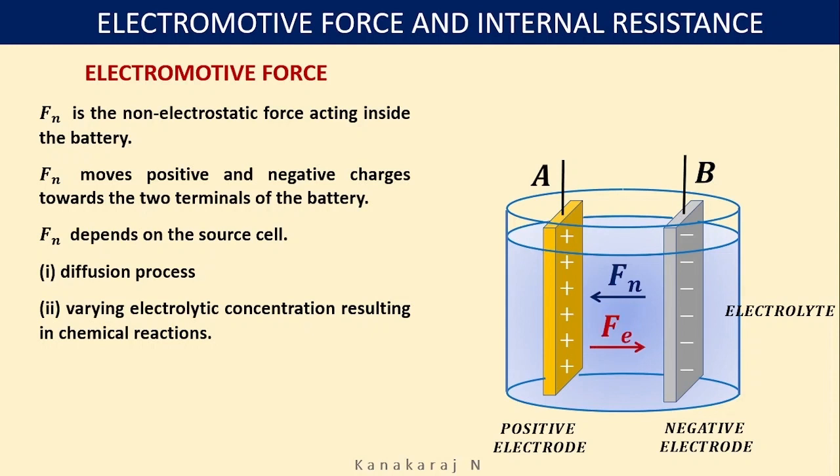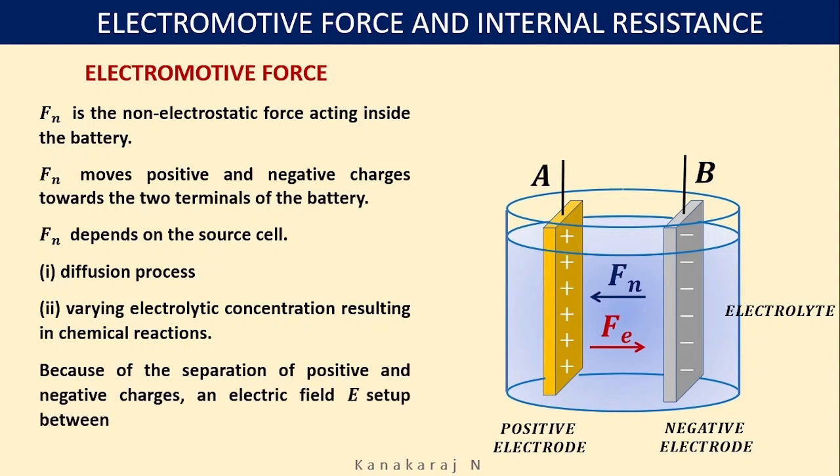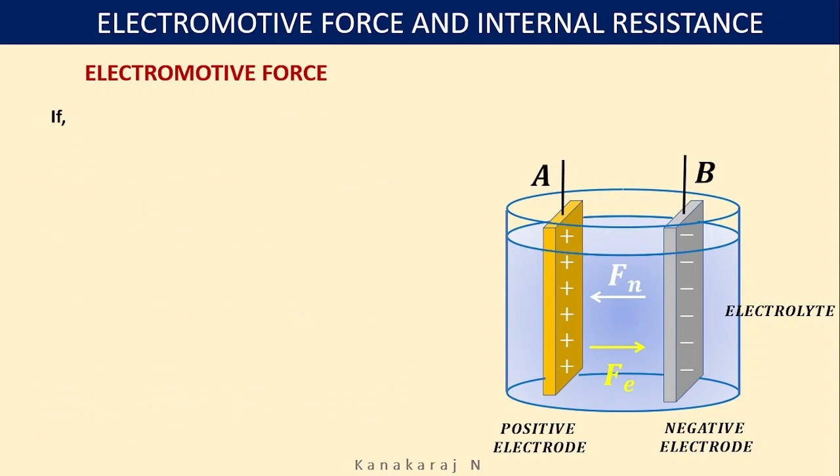Now, these positive and negative charges are separated by this non-electrostatic force inside the battery. Because of the separation of the charges, we have an electrostatic force Fe that acts from the positive electrode to the negative electrode. Because of the separation of positive and negative charges, an electric field E is set up between the terminals, resulting in the electric force Fe. If Fn equals Fe, no further separation of charges takes place.